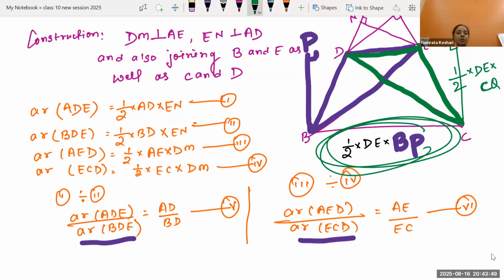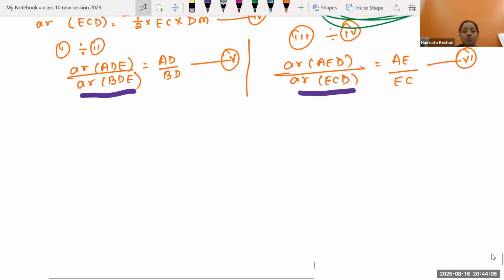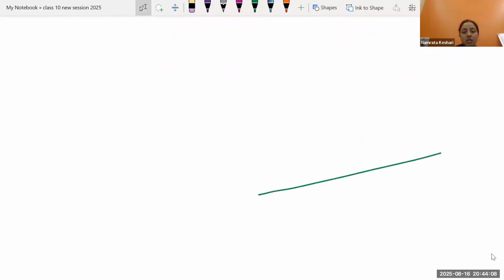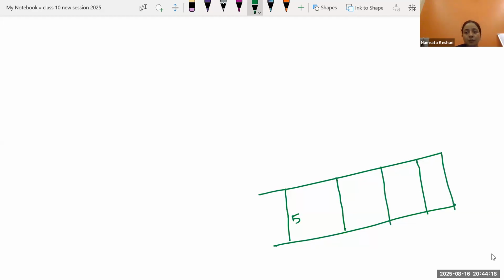So the area is 1 by 2 into DE here, and there also the area is 1 by 2 into DE, into BP here and into CQ here. Do you know that between two parallel lines, the height will always be the same? The perpendicular distance will always be the same. That's the definition of parallel lines. If you have two such lines, and you take the perpendicular distance here, or here, or anywhere, that will always be the same.